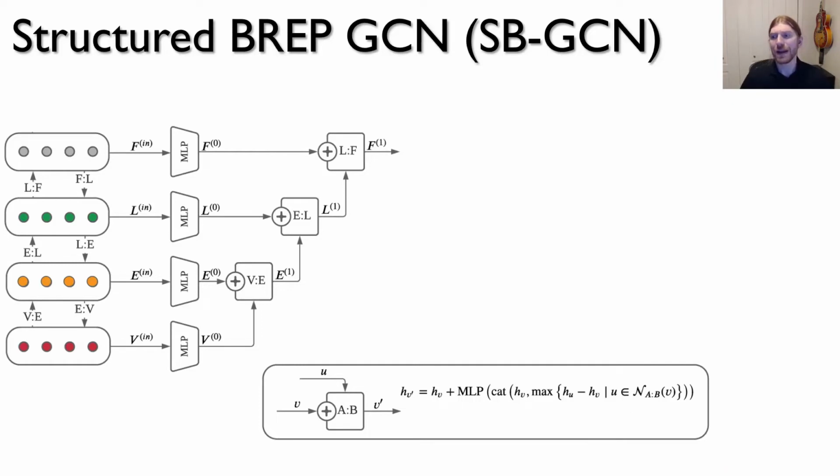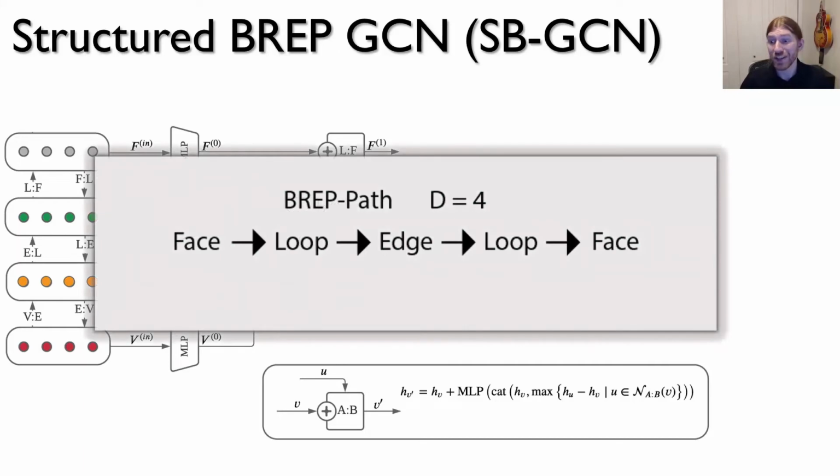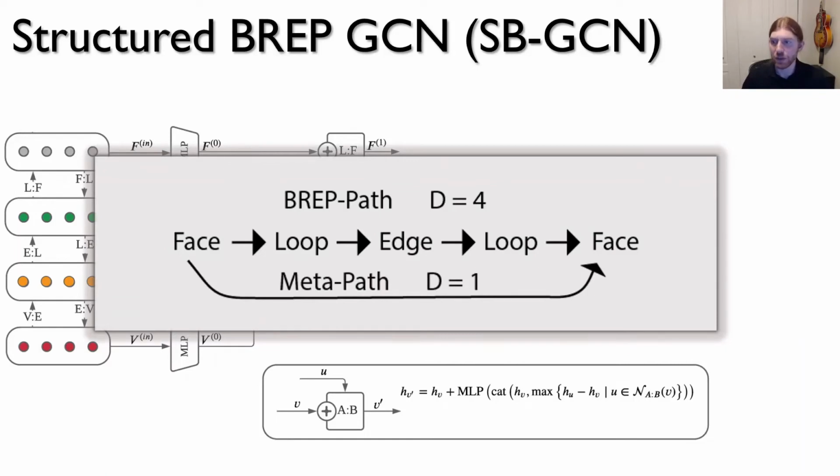If we were to immediately pass back down the structure, then back up again to expand the receptive field, we would need a very deep network for an appreciable receptive field. This is because the shortest path between adjacent faces is length 4. To mitigate this, we introduce metapaths, a shortcut edge that jumps directly between adjacent faces. Doing this effectively reduces the diameter of our graph by 3/4, allowing us to get a wide receptive field with far fewer message passing layers.